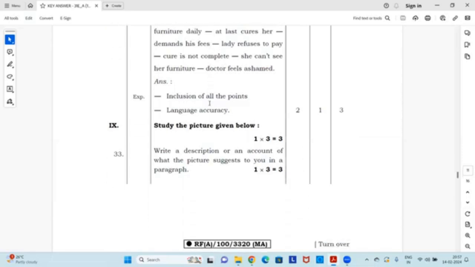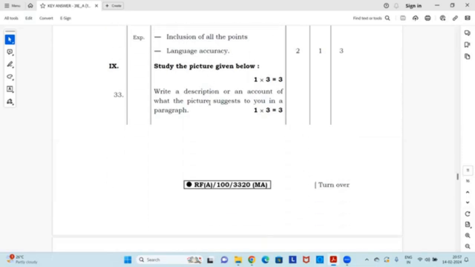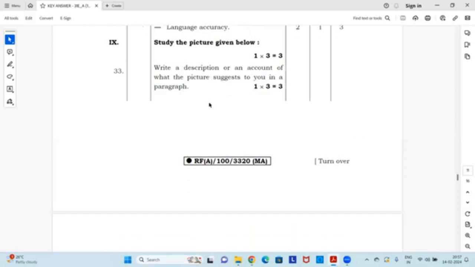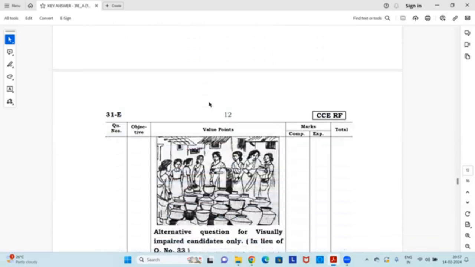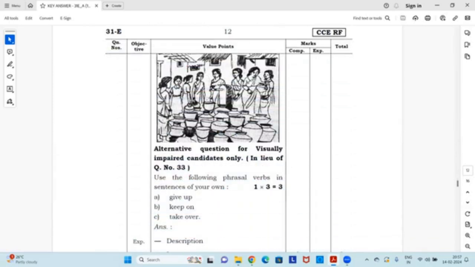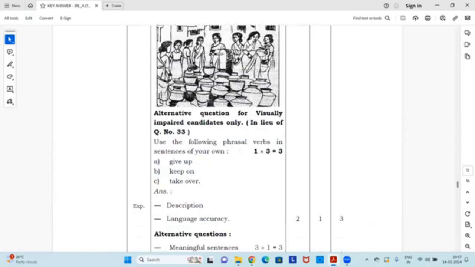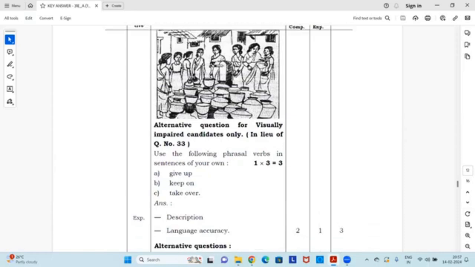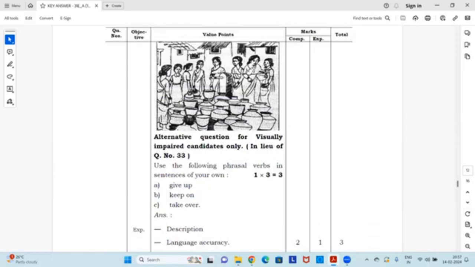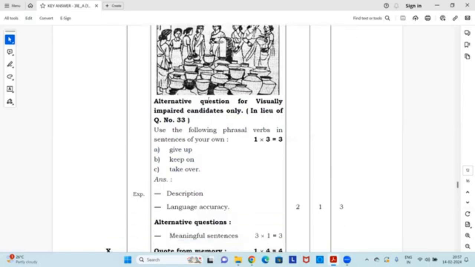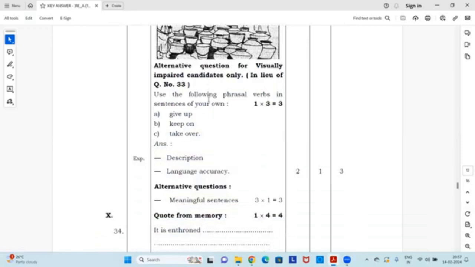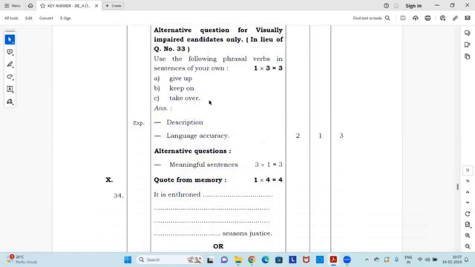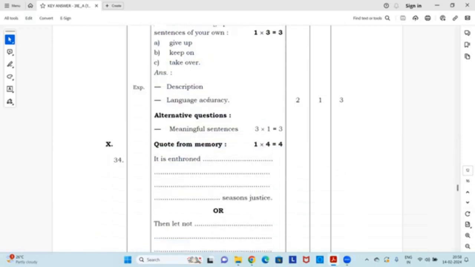Next, ninth main, study the picture given below. Question number 33. Write a description or an account of what the picture suggests to you in a paragraph. So you have to see the picture and write a paragraph. The next question is for visually impaired candidates, so that's not for us.